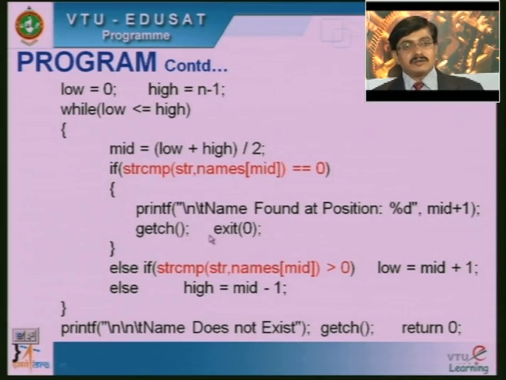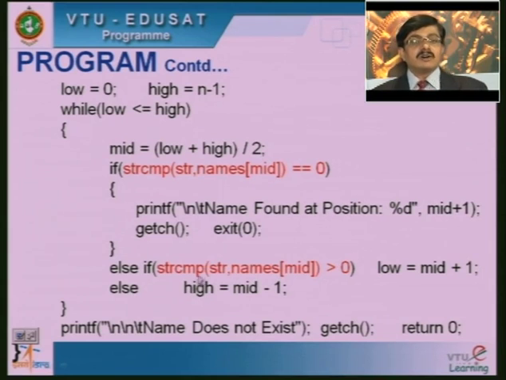I will be terminating the execution in case the name which I am searching is found. Now, else if strcmp(str, names[mid]) is greater than 0, it means the str value is greater than the names value. Names of mid means what? The string is greater than the middle name. So, I have to go for the right array. When I go for the right array, low needs to be modified. So, low is equal to mid plus 1.